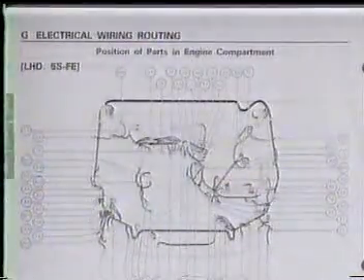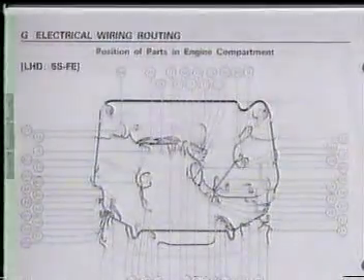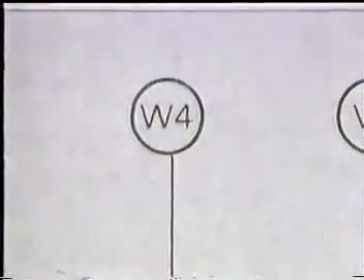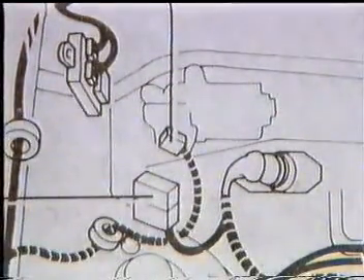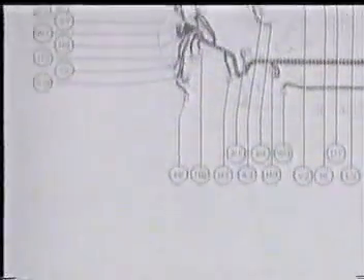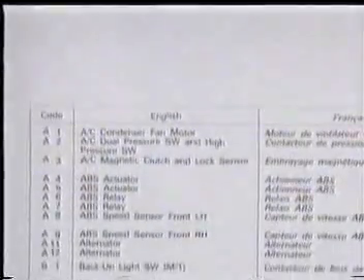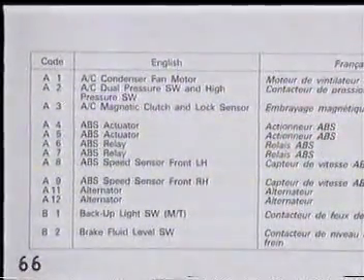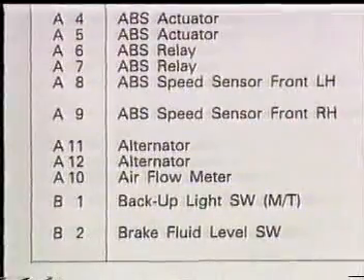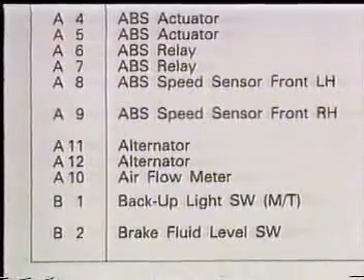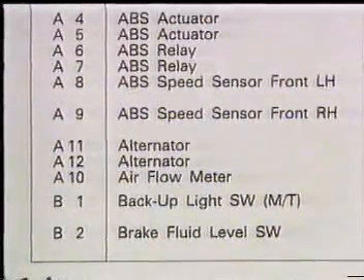The section called Electrical Wire Routing shows the locations of the wire harness connectors that are connected to the individual parts. This symbol is the code for this connector. The name of the connected part is written in the lower column. The first letter in the code is the first letter of the part name. For example, A9 refers to the right front ABS speed sensor, and B1 refers to the backup light switch.